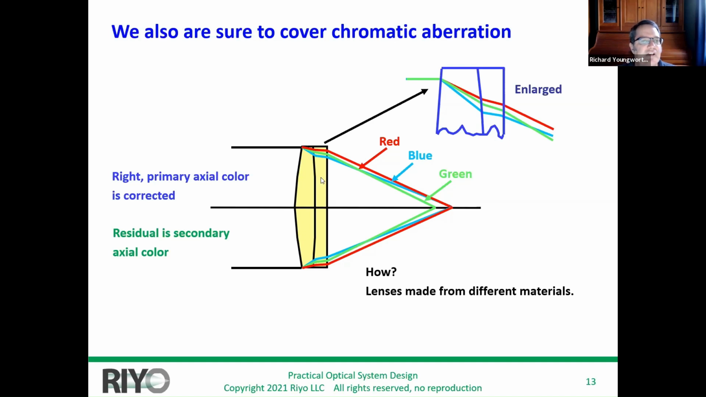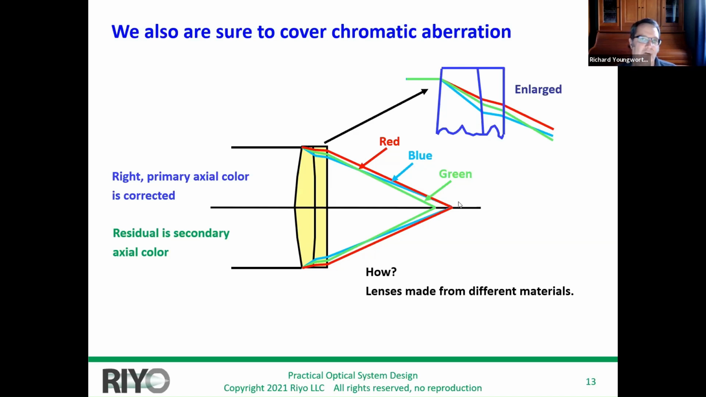In this case, we've actually intentionally corrected it to at least get the red and the blue focused at the same location. So that's residual aberration, color aberration would be what's called secondary color, because the primary axial color between the blue and the red has been fixed. So you would get those two in focus. Of course, you'd have to figure out where to put a focal plane in this type of system.